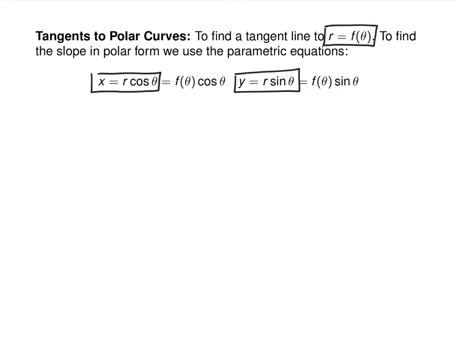And I want you to find the slope of the tangent line to that stuff. Think back to what we did back in section 10.2. If I had x equals f of t, y equals g of t, dy/dx was dy/dt over dx/dt, right? We're going to use the exact same idea, except the variable now is theta. And our r is equal to some function, like it might be 3 cosine theta or something like that.